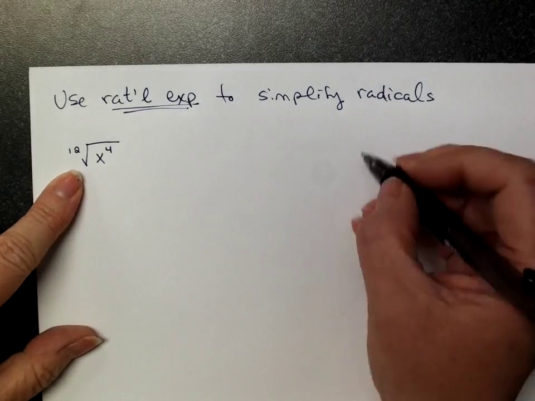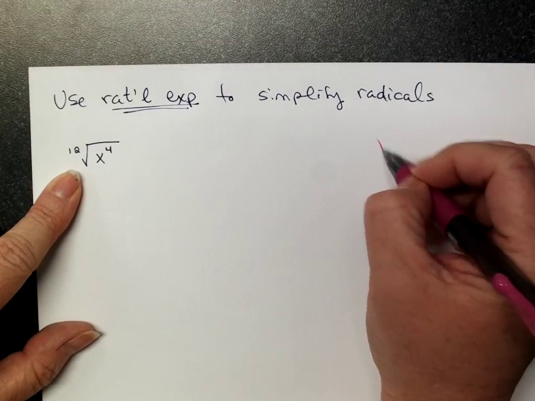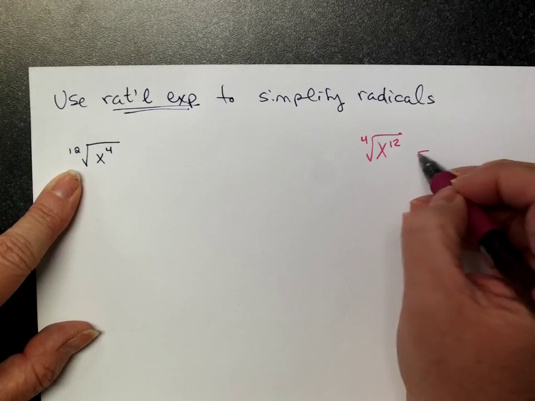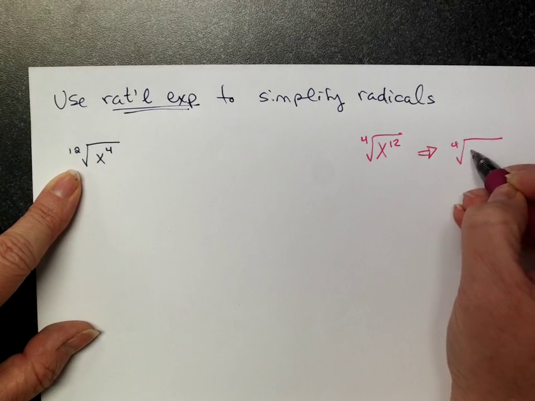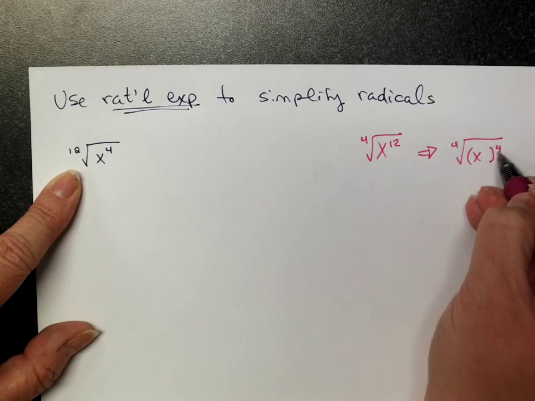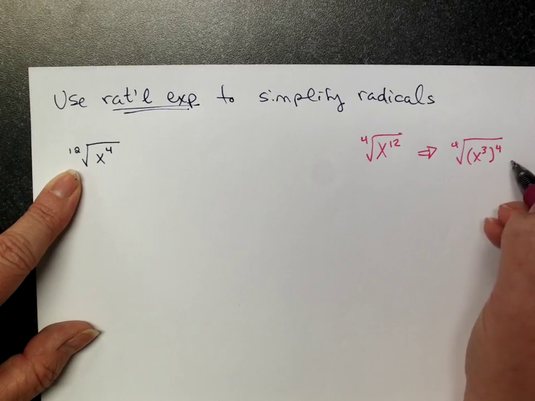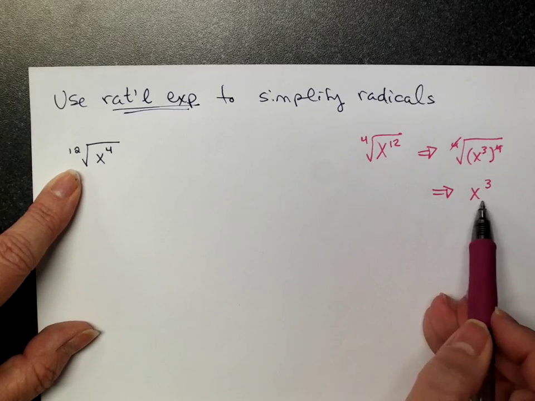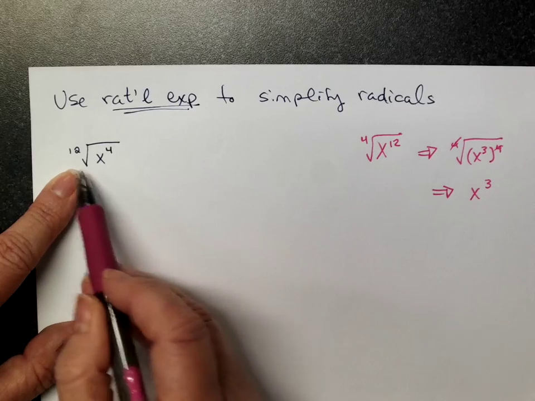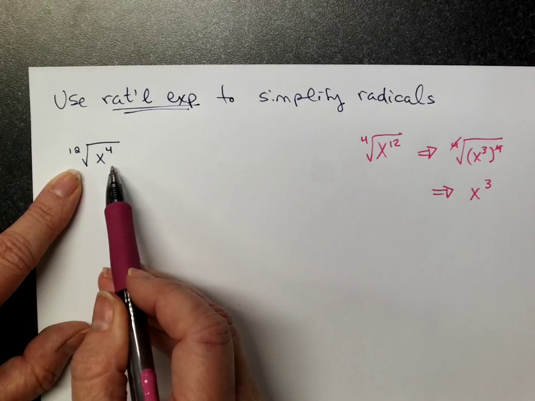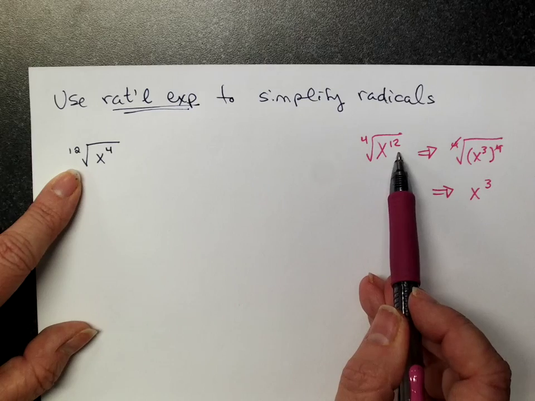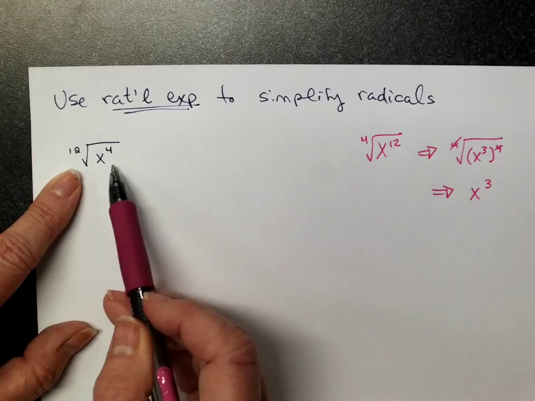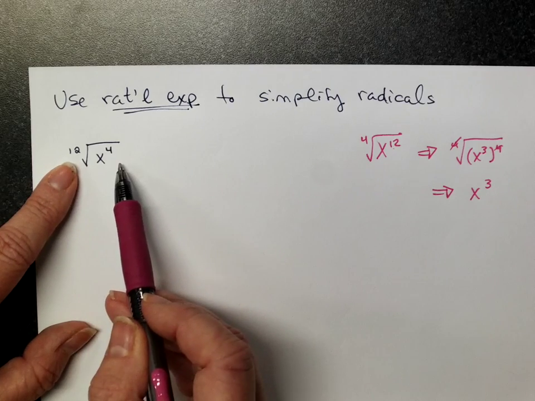Don't be confused. This is not the same thing as this. If I had x to the 12th, 4th root of x to the 12th, could I simplify that? Yes. Because if I break that up, that's the 4th root of x to the something 4th. I can make those match. What would this be? 3. Which means it would release to be x cubed. No problem. 4th root of x to the 12th is x cubed. But the 12th root of x to the 4th can't do it. Here I could make 4 groups out of 12. I could divide 12 divided by 4, make 4 groups of 3. Here, I can't make 12 groups out of 4.